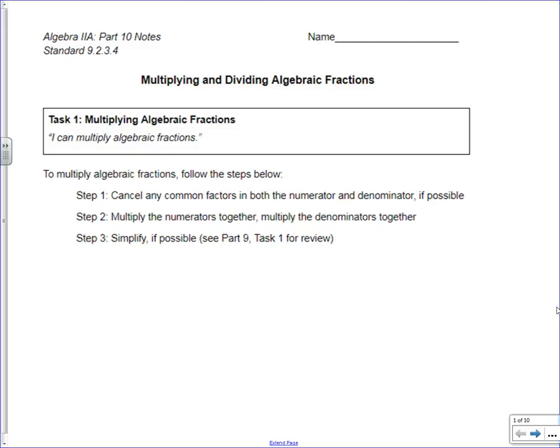To multiply algebraic fractions, follow the steps below. First, we're going to cancel common factors if possible. That's kind of like Part 9, Task 1. So if you at any point are confused, you can go back and check out that video or those notes. Step 2, multiply the numerators together, multiply the denominators together. That's just how multiplying fractions works.